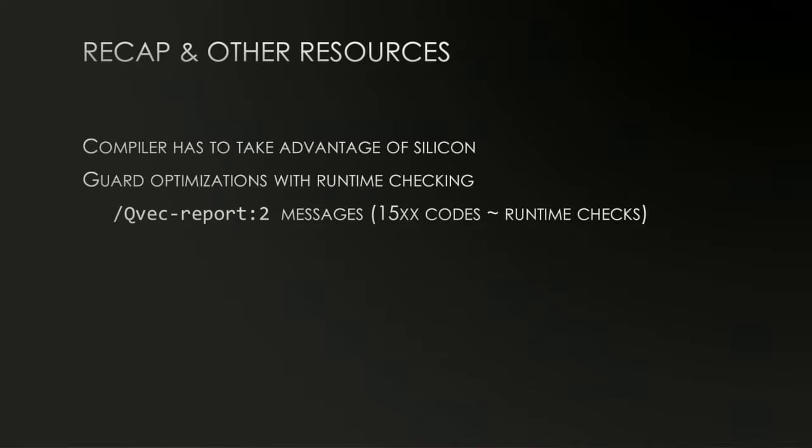Or we could not vectorize this loop because it needed runtime checks, and we thought that the runtime checks were not going to be worth the performance win. Stuff like that. So those are kind of interesting, and those are all on MSDN.